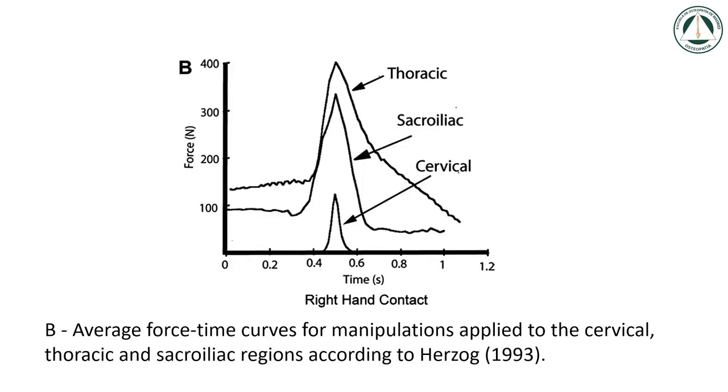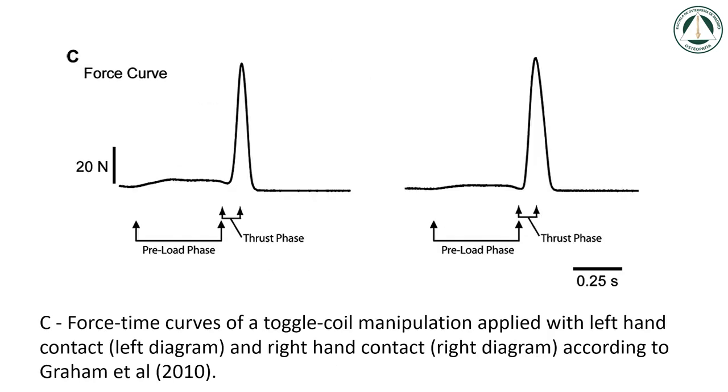This graph by Herzog, 1993, demonstrates the differences in force and time between spine manipulations with HVT applied to the cervical, thoracic and sacroiliac regions, with the use of an activator. As expected, the level of force was lower for the cervical spine, and with the activator. During a toggle recoil manipulation, force varied by up to 100%, and displacement by up to 50% according to Cramer et al., 2010.